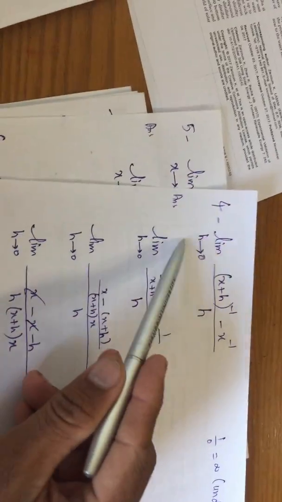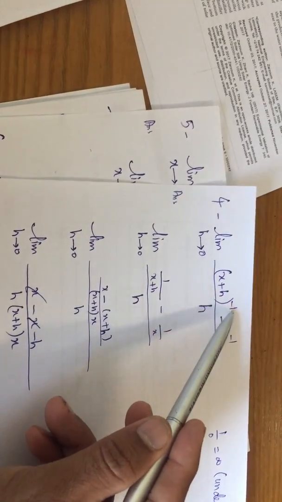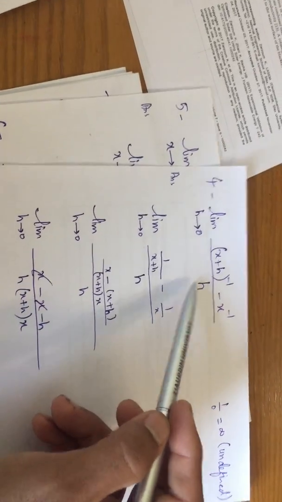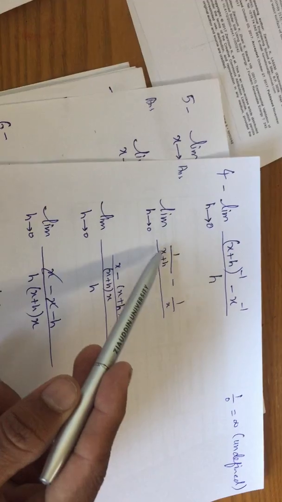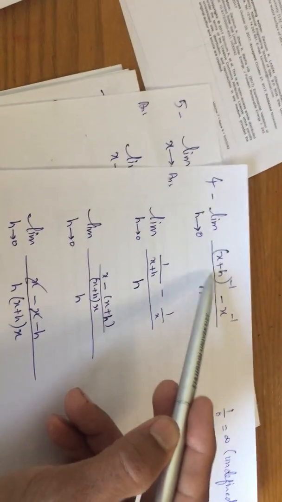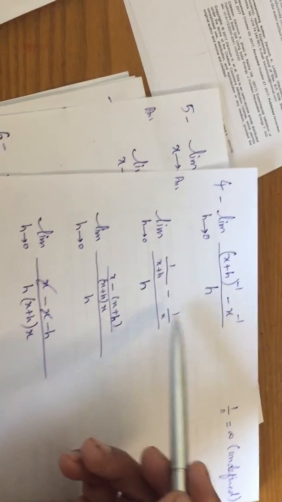The fourth one is limit as h approaches 0 of ((x plus h) power minus 1 minus x power minus 1) over h. We apply the limit now: 1 over 0 is an undefined condition. So limit as h approaches 0 of (1 over (x plus h) minus 1 over x) over h. Here (x plus h) power minus 1 is the inverse, and x power minus 1 is 1 over x, right?